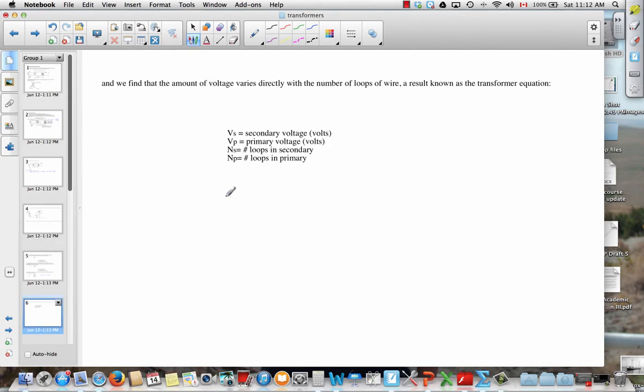So, as a ratio then, the secondary voltage is proportional to the secondary turns, and the primary voltage is proportional to the primary turns. So these are the number of loops of wire. That's just a number, and this is a ratio of two voltages. The secondary, remember, is the output side, and the primary is the input.